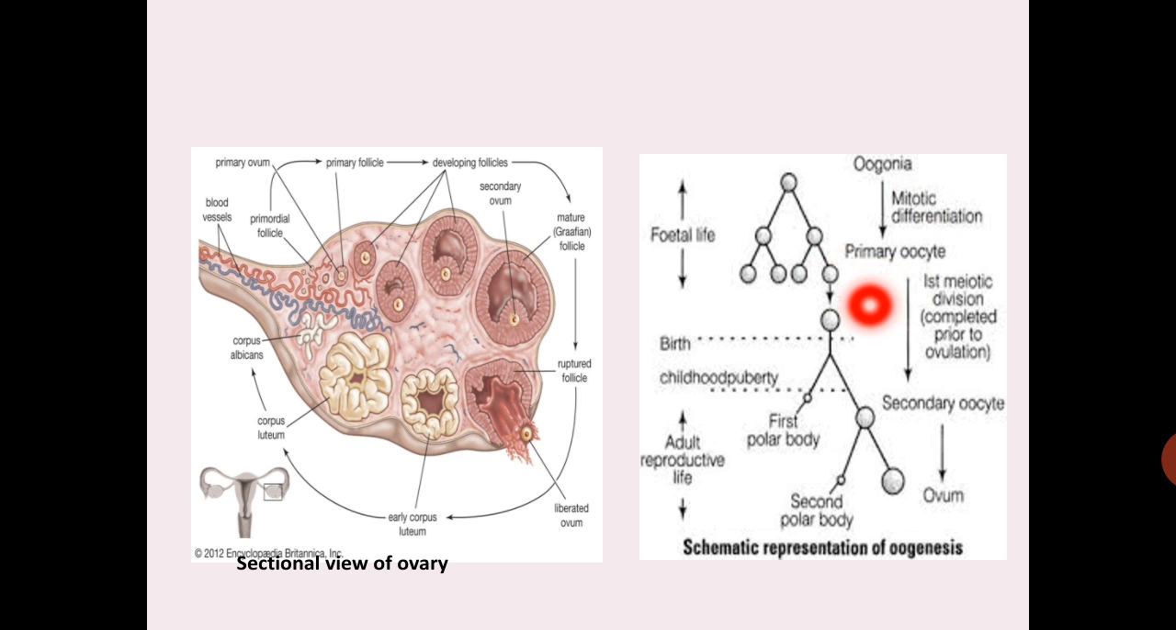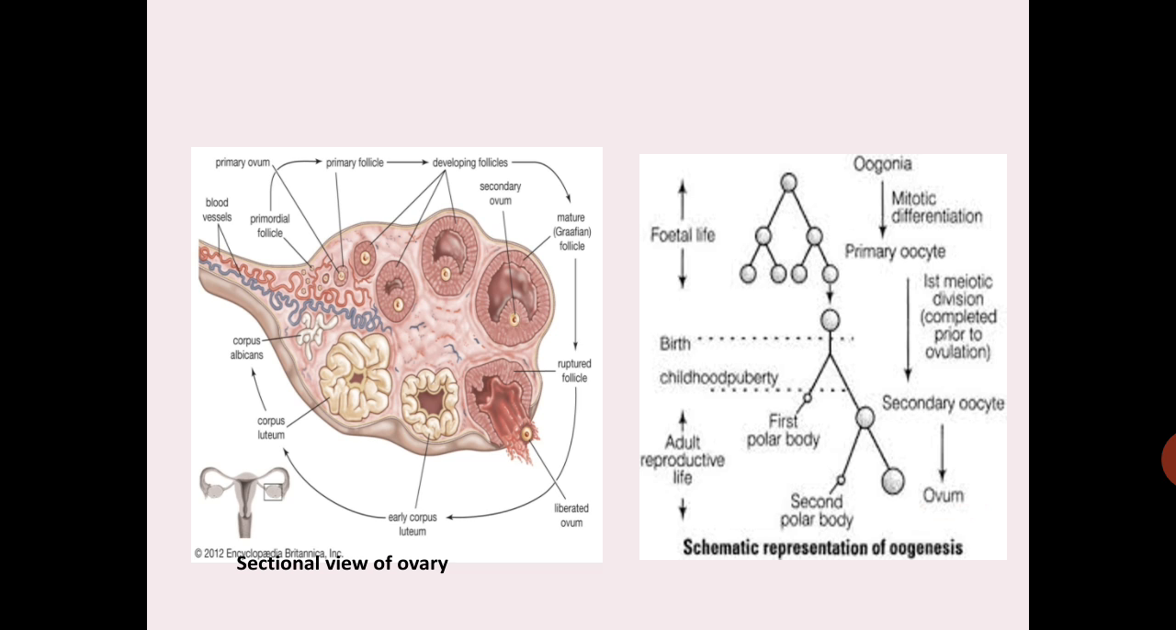These primary oocytes will undergo first meiotic division, and we have already seen that when it undergoes meiotic division it forms the secondary oocyte. The first polar body is formed. This secondary oocyte will again divide to form the second polar body, and the ovum is formed. So this is about the schematic representation of oogenesis. Very important question again for 5 marks.